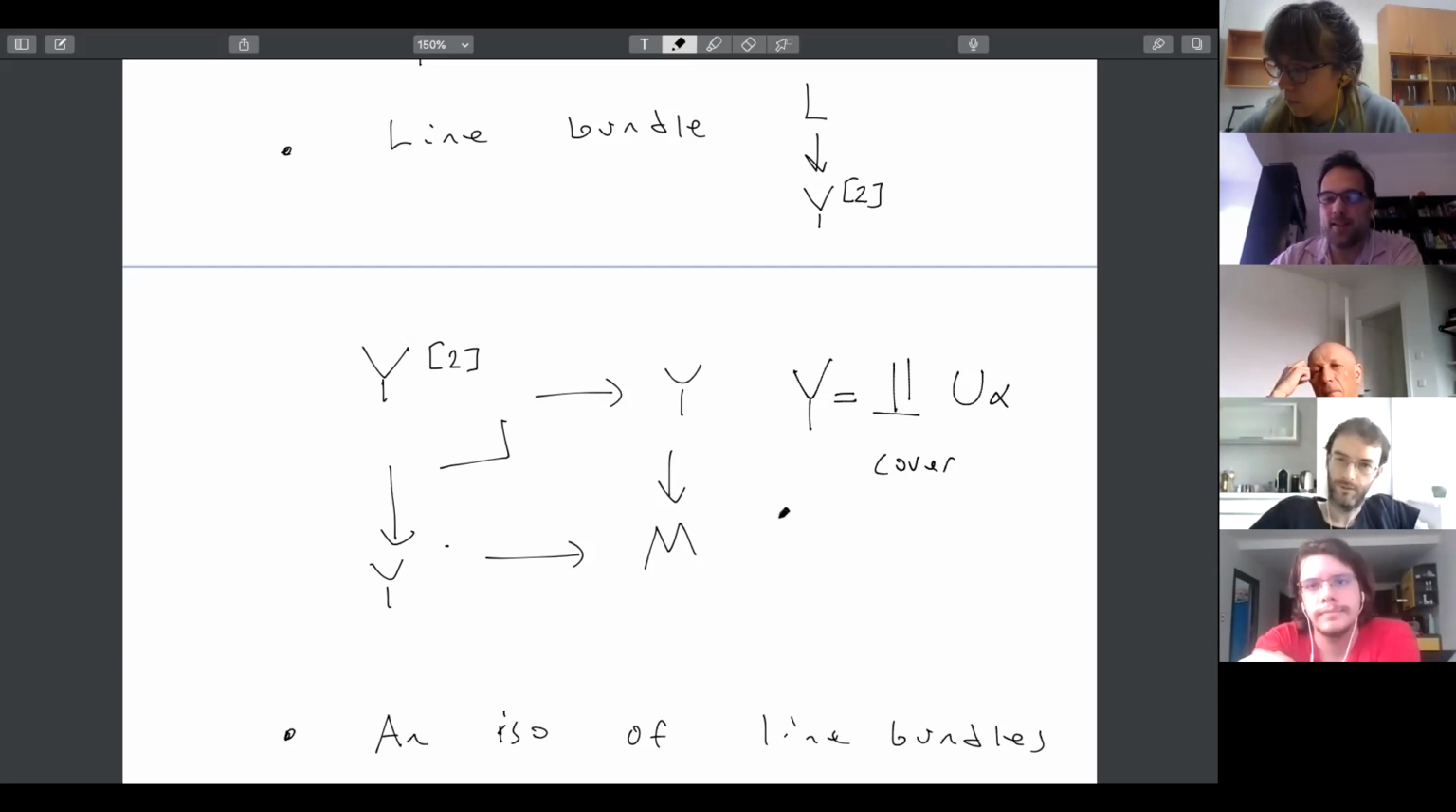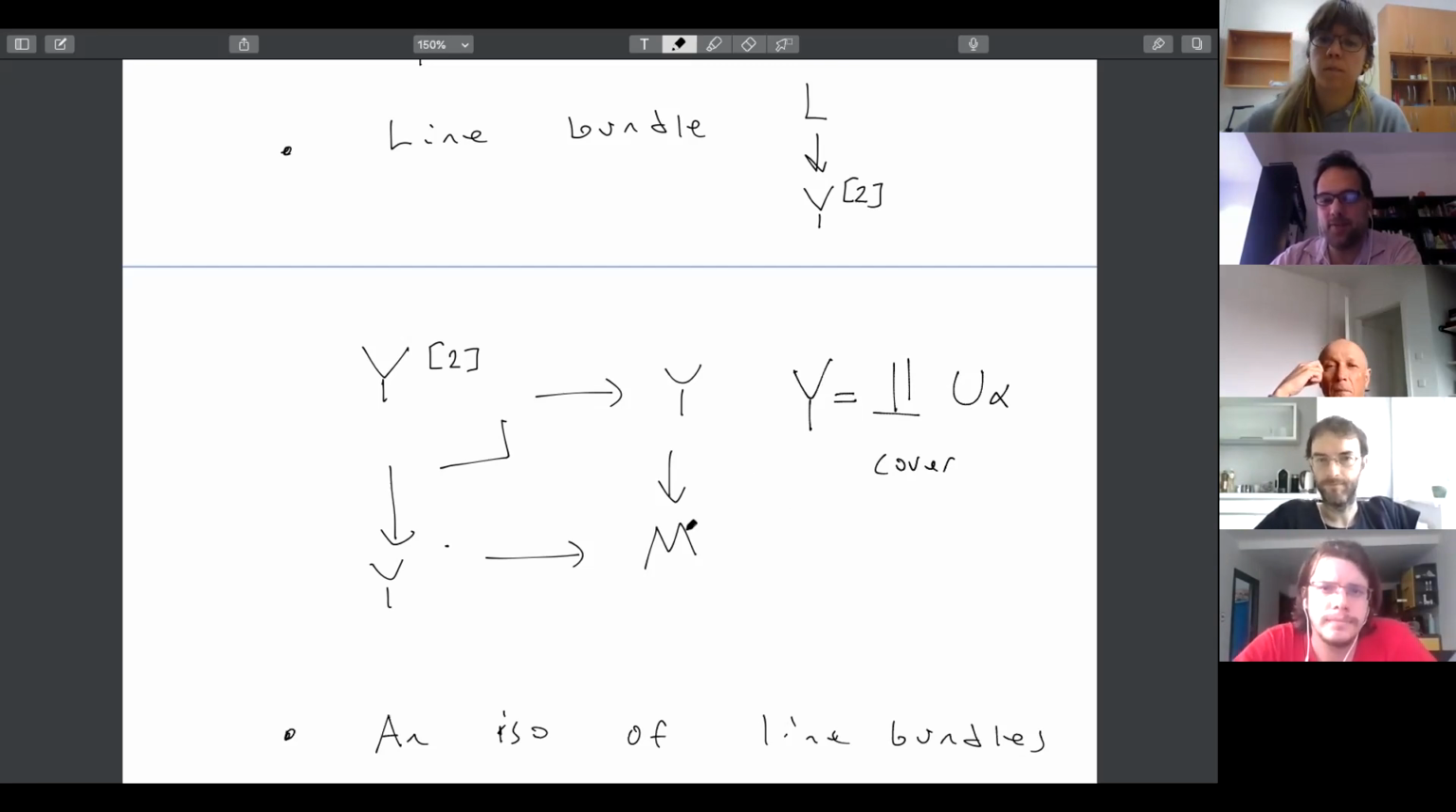Exactly. So what I think of the role of Y as being is to replace M with an equivalent differentiable stack, and then you build the gerbe over that stack. So it is a kind of resolution. It's puffing your object M up to some looser object in a bigger category, in a 2-category.